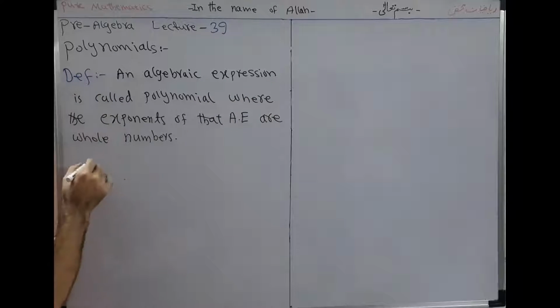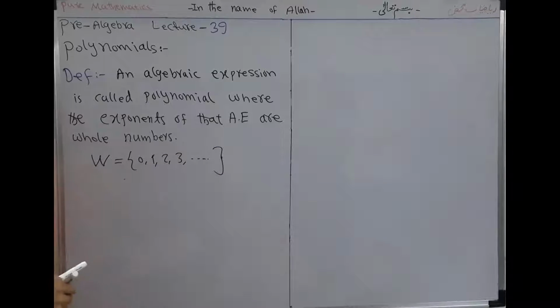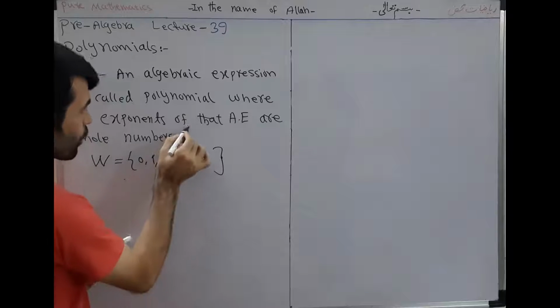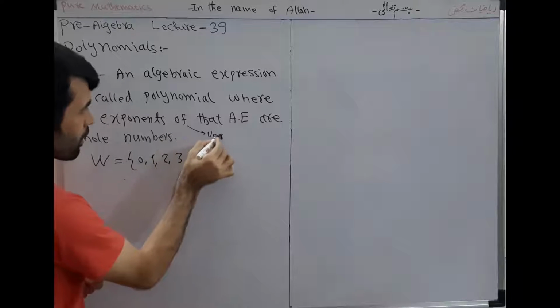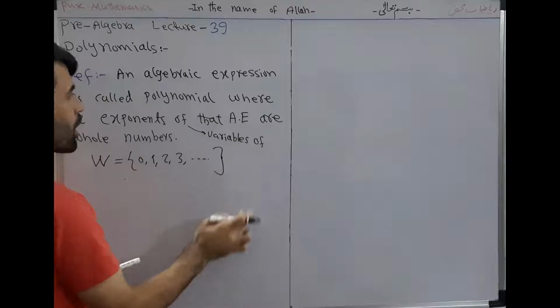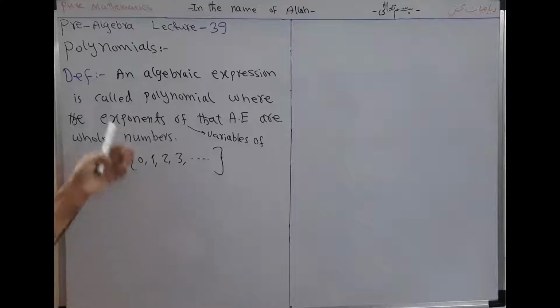We know whole numbers. W is equal to 0, 1, 2, 3 and so on. It is whole numbers. The exponents of the variables of that algebraic expression are whole numbers. It was the definition of a polynomial.